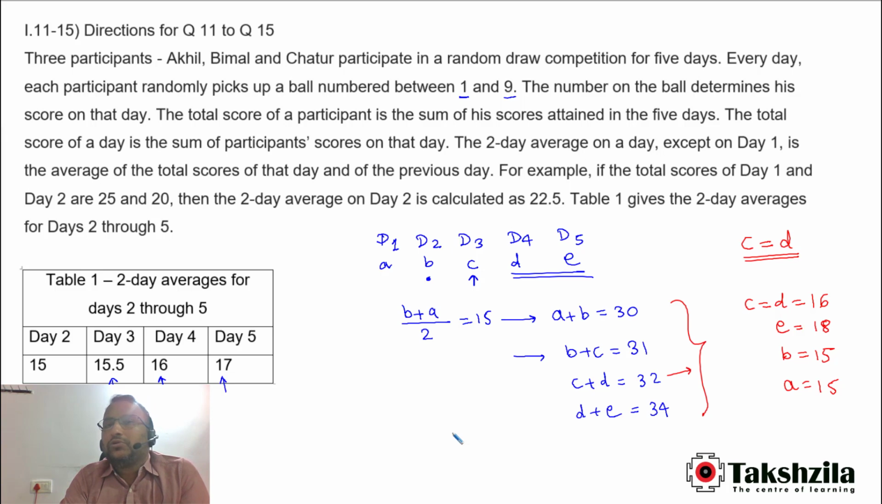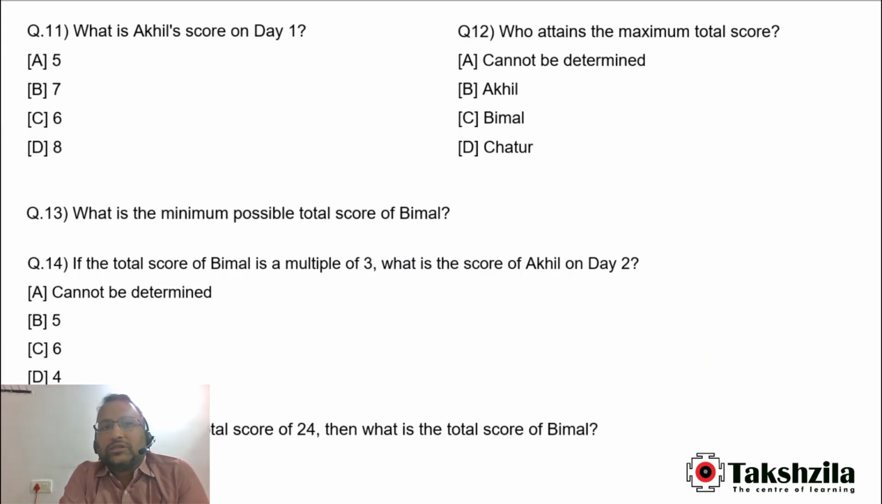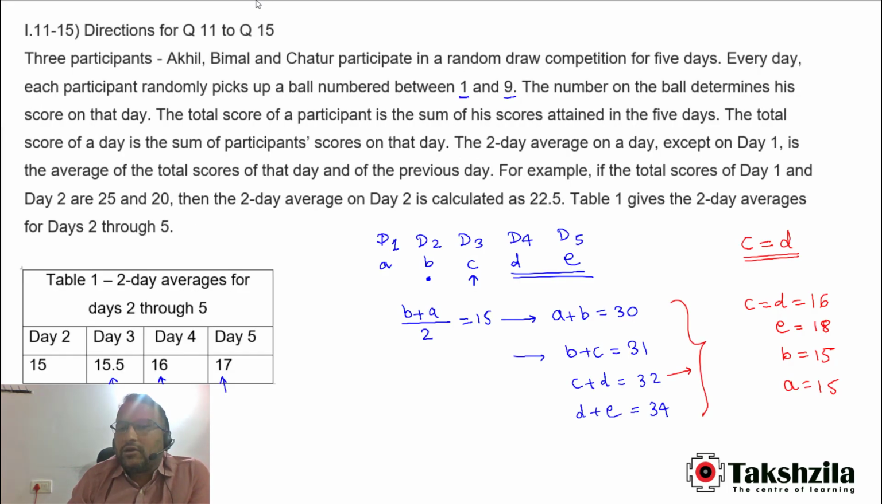Now before we do the next calculation, let's have a look at what kind of questions are asked here. First question is, what is Akhil's score on day 1? Second question is, who attains the maximum total score? Third question is, what is the minimum possible total score of Bimal? And so on. If you read these questions, you will come to know that we need to identify how many points each of the 3 people scored. We need to find the score of each of these 3 people on each of these 5 days.